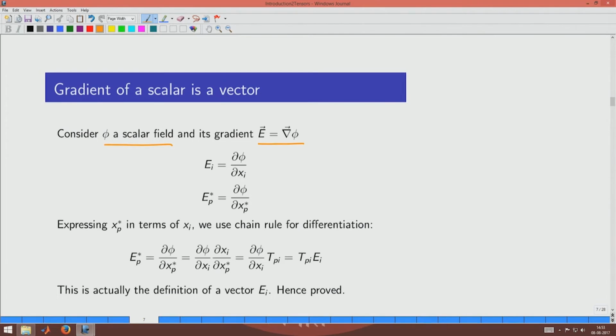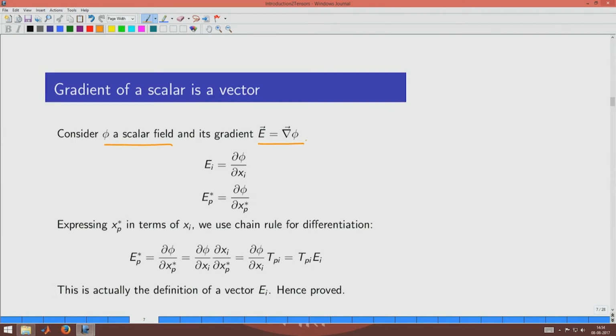The idea is as follows: do the elements of the gradient change the way we have defined the elements of a vector should change? So, if we can show that, then we show that the gradient of a scalar function is a vector. So, to do that, given that phi is a scalar field, phi does not change when the coordinate system is changed. So, we do not have to put a star on top of it, etc.